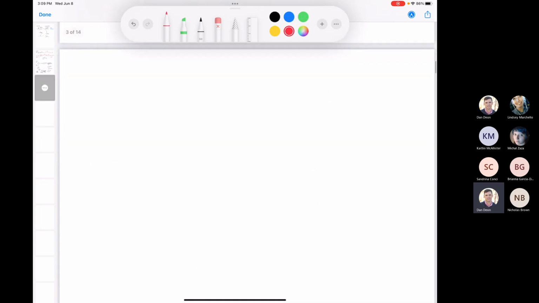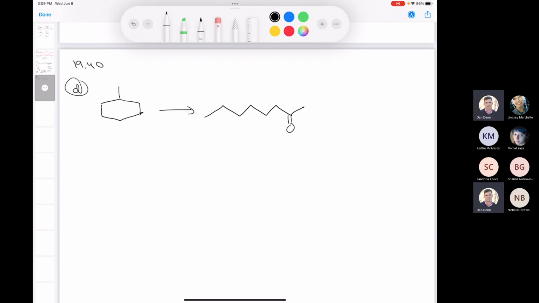19.40D. In this one, we're taking the same starting material, and now we want to make this compound. So we're starting out with 7 carbons, and then we have 1, 2, 3, 4, 5, 6, 7, 8, 9. 7 carbons to 9 carbons.